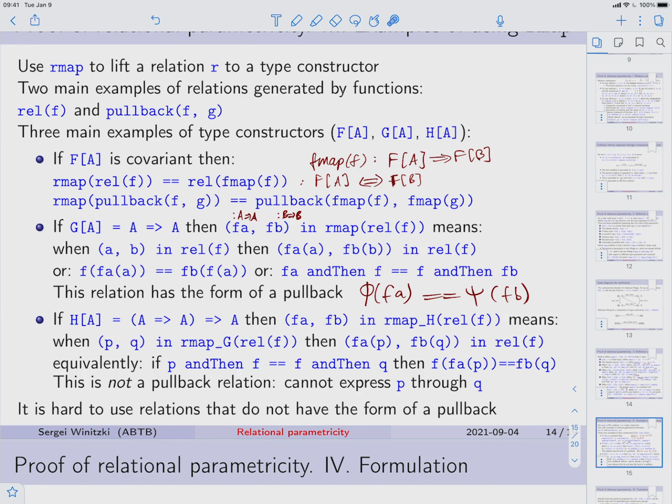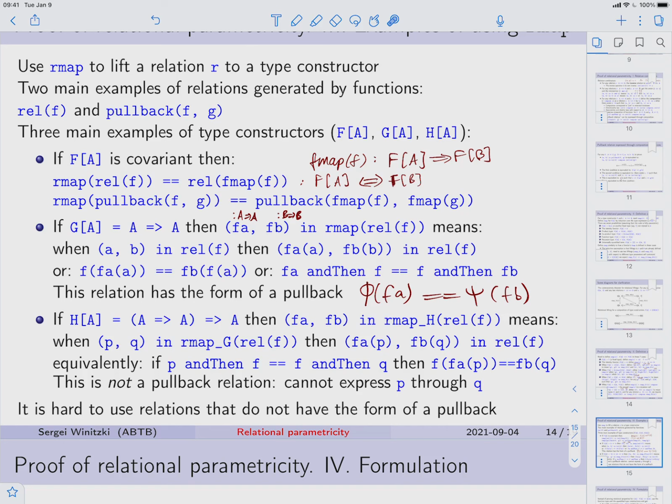If you try to lift a pullback, it's much more complicated. Then you cannot really write it very easily. It is no longer a pullback. So lifting to a covariant type constructor preserves the structure. You lift a functional relation, you still get a functional relation. You lift a pullback, you still get a pullback. But lifting to a non-covariant type constructor makes things more complicated.